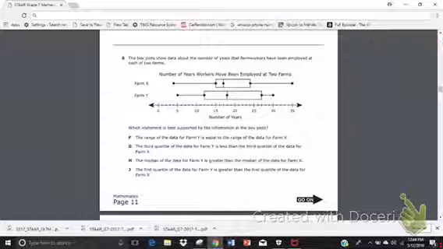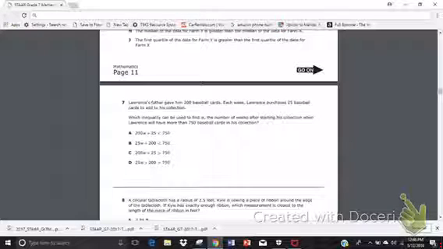All right, next. Number 7. Lawrence's father gave him 200 baseball cards. Each week, Lawrence purchases 25 baseball cards to add to his collection. So he's starting off with 200, and he's purchasing 25 baseball cards to add to his collection. The question is asking us, which inequality can be used to find W, the number of weeks after starting his collection when Lawrence will have more than 750 baseball cards in his collection.